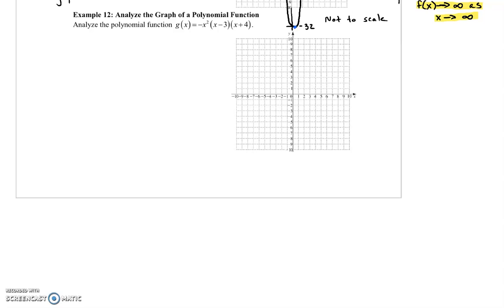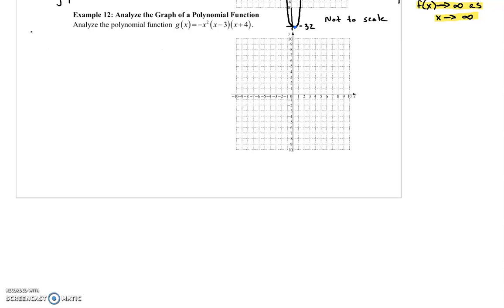Okay, last problem, and this really is the last video for section 5.1. I apologize there are so many, but I try to break them up so they're a little bit shorter. So let's analyze the polynomial function negative x squared times x minus 3 times x plus 4.